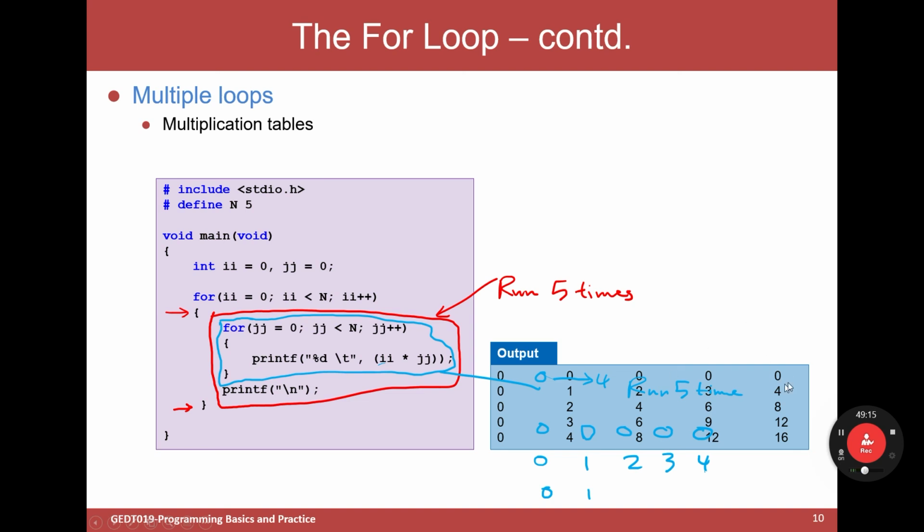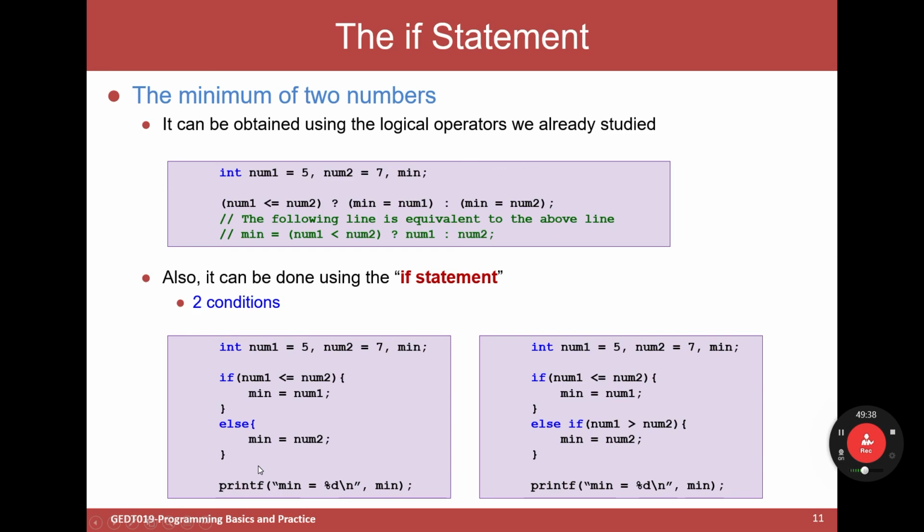Why is it making a new line, and what is the space here? The space here is the tab. You see the backslash t here? This backslash t means tab. So there is a tab space here. And where does the new line come from? Because of this one, which prints a new line. So this is how this for loop is working. This is a loop inside a loop.